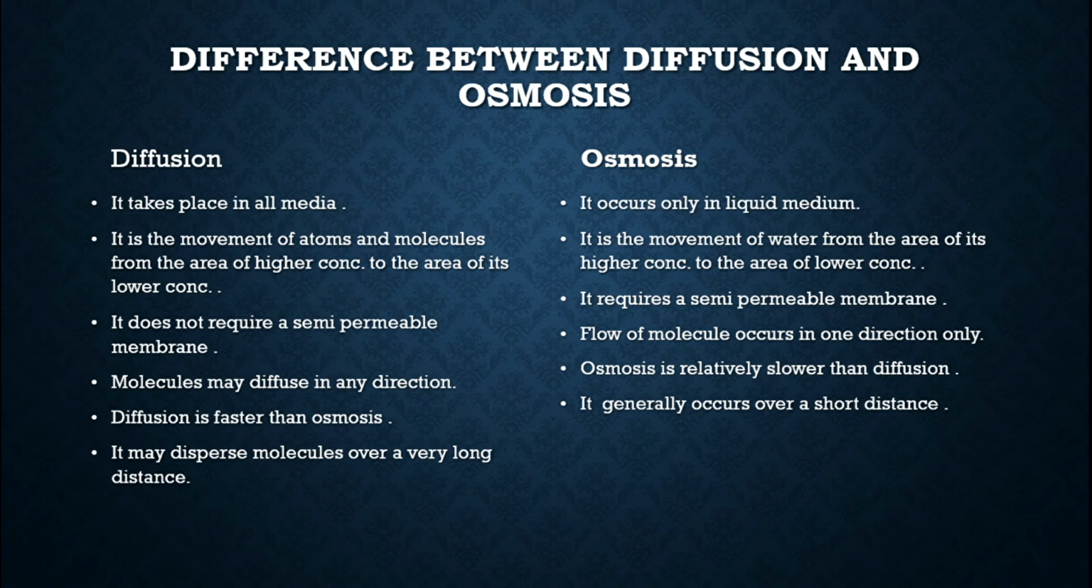Next point, diffusion is faster than osmosis. Diffusion occurs faster, and osmosis is relatively slower than diffusion. In diffusion, molecules may disperse over a very long distance, but osmosis generally occurs over a very short distance. I hope these differences are clear to you, and it's written in a very, very simple way. So please make sure that you read it and write it once so that it stays in your mind. You can remember it while writing an exam.